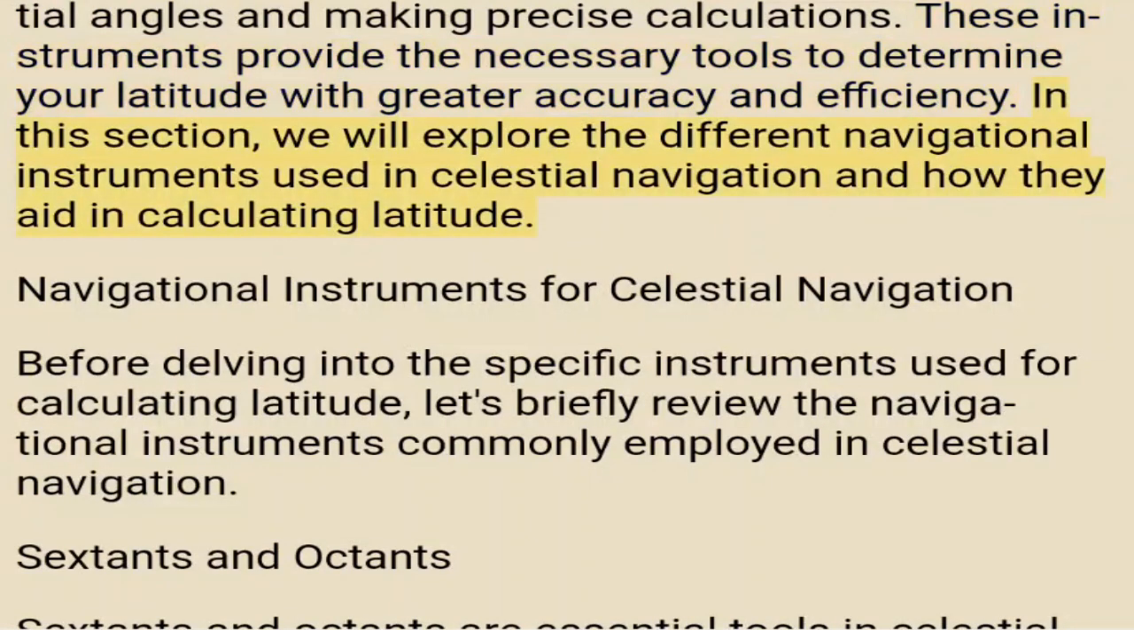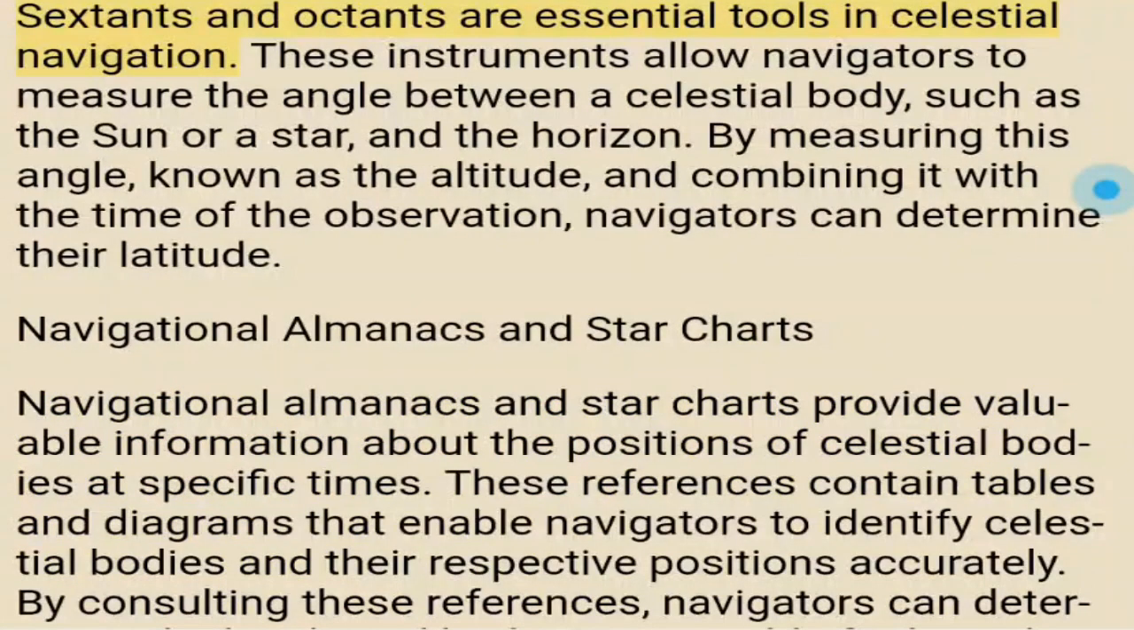In this section, we will explore the different navigational instruments used in celestial navigation and how they aid in calculating latitude. Navigational instruments for celestial navigation. Before delving into the specific instruments used for calculating latitude, let's briefly review the navigational instruments commonly employed in celestial navigation. Sextants and octants. Sextants and octants are essential tools in celestial navigation.